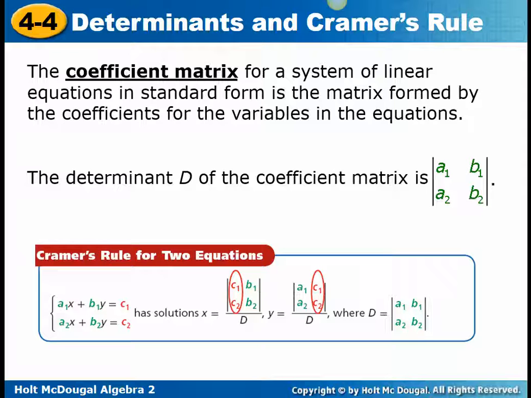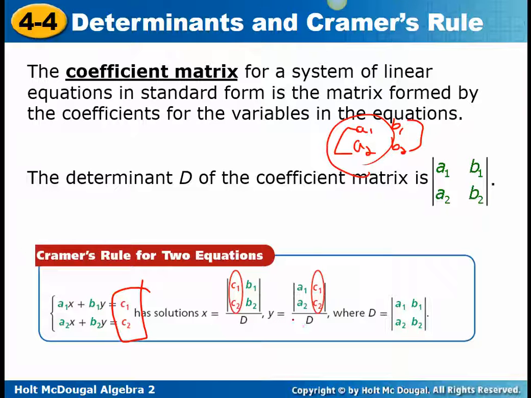Once you are able to write your coefficient matrix and find your determinant of it, then we can find our solutions. And here's how you find your solutions. To find x, you take your coefficient matrix, which was a1, a2, b1, b2, and you replace the x coefficients with the right side of the equations, what they were equal to, the constants. And then you leave the b1 and the b2, and you take the determinant of that, and you divide by the determinant of the coefficient matrix.